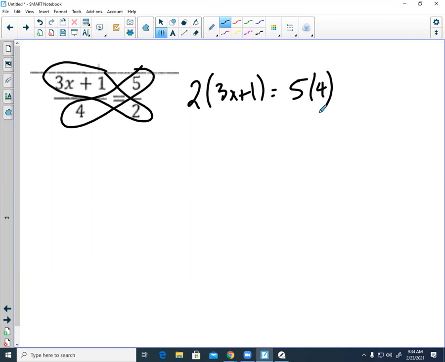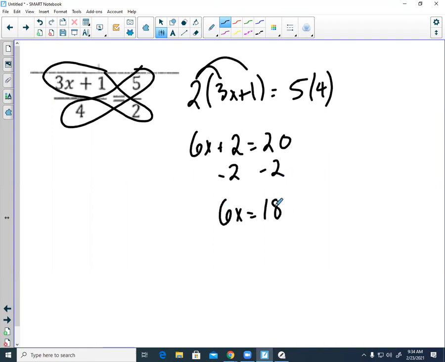Yeah, we're solving for x. And all of these we're solving for x. So now we would distribute the 2 through here and here. 2 times 3x is 6x. 2 times 1 is 2, equals 20. So now we subtract 2. We get 6x equals 18. So x equals 3. It just wants you to solve for x, so it just wants you to tell me what x is.